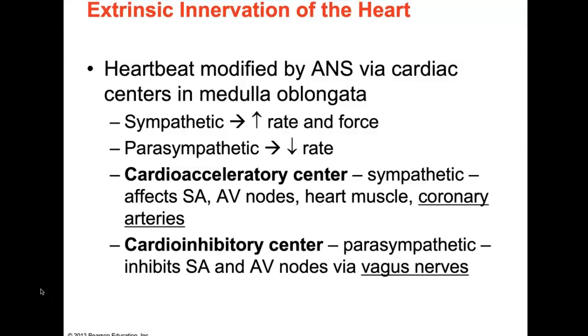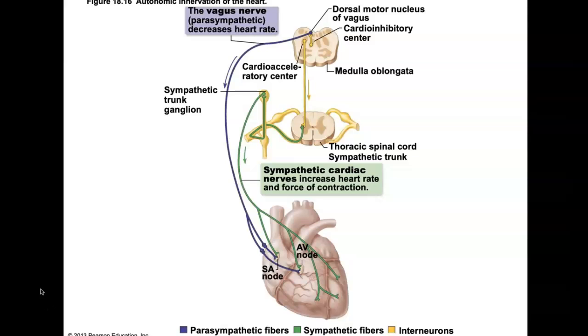There are cardiac centers which are located in the medulla oblongata, and the cardioacceleratory center projects to sympathetic neurons within the T1 through T5 level of the spinal cord. So these preganglionic neurons in turn synapse with postganglionic neurons in the cervical and upper thoracic sympathetic trunk. From there, the postganglionic fibers run through the cardiac plexus to the heart, where they innervate the SA and also the AV nodes, the heart muscle, and the coronary artery.